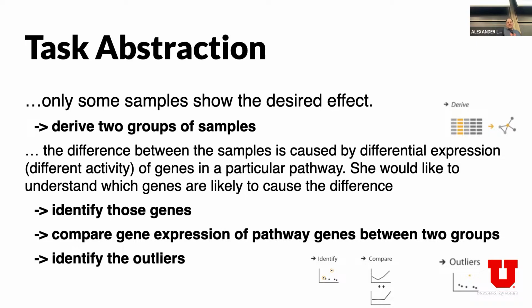And then we have this sentence here: the differences between the samples are caused by differential expression, different activity of genes in a particular pathway. She would like to understand which genes are likely to cause the difference. So we have this identify problem here, right? So we want to identify those genes. This is our identify task. And then we want to compare gene expression of pathway genes between the two groups. So we want to find the pathway that has those genes, and then compare the two groups in that particular pathway. And then we want to identify the outliers.